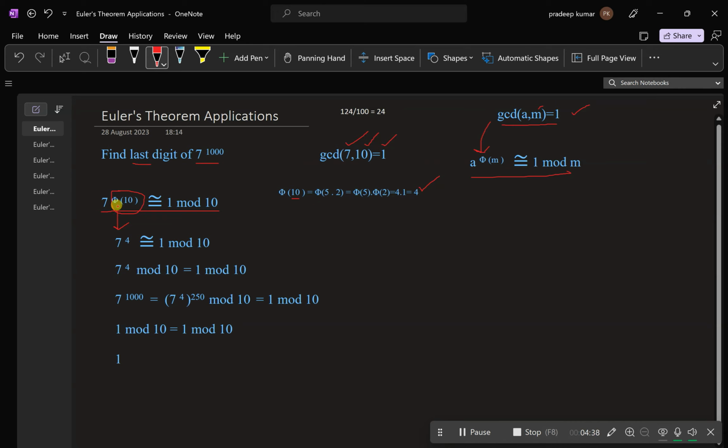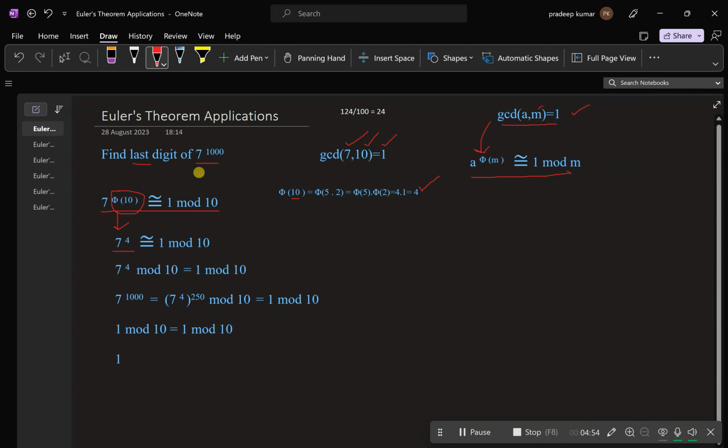So 7 to the power of phi of 10. What is phi of 10? Phi of 10 is 4. See here, 7 to the power of 4 is congruent to 1 mod 10. Okay. Now if I take the mod to both sides, 7 to the power of 4 mod 10 is equal to 1 mod 10, isn't it?